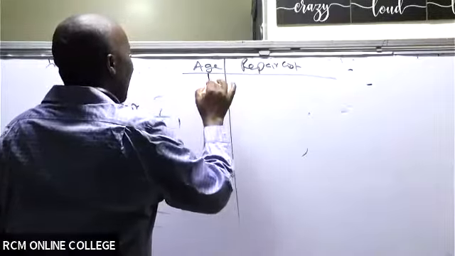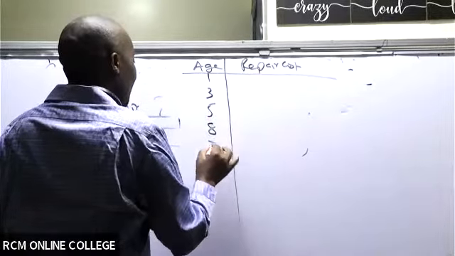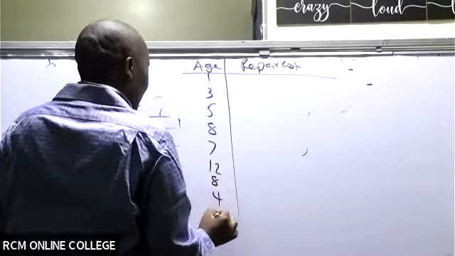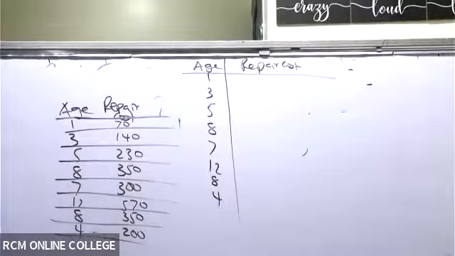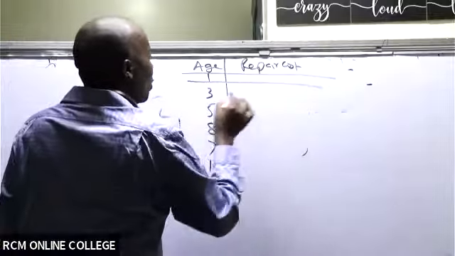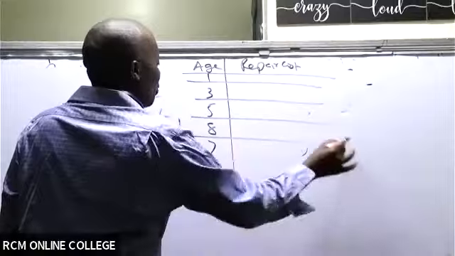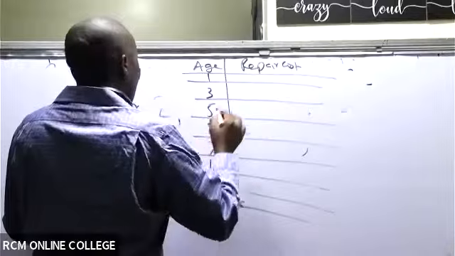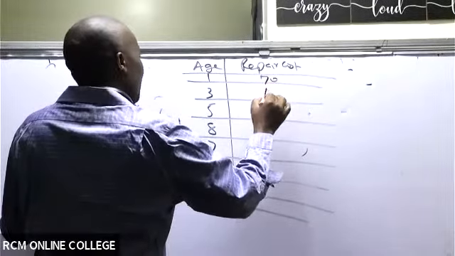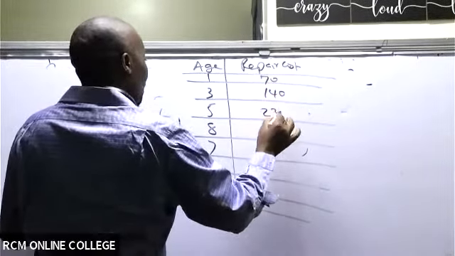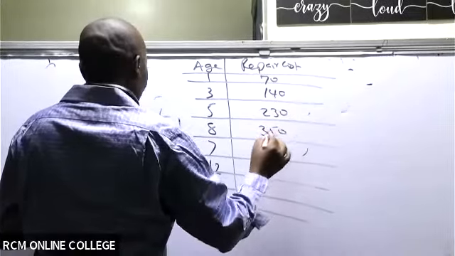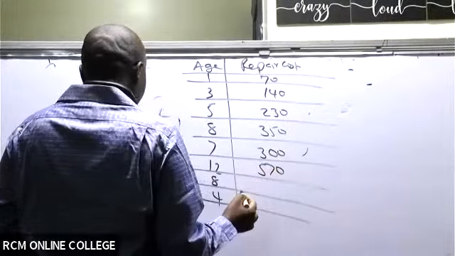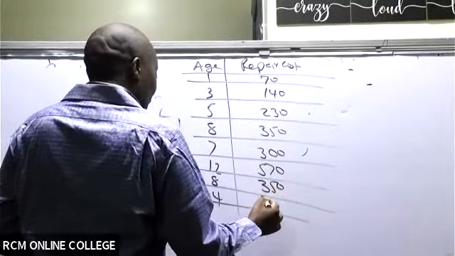So we have here 1, 3, 5, 8, 7, 12, 8, 4, 8, 4, 8, 4 like that. And then of course we have now the corresponding repair costs. What do we have here? The corresponding repair costs, I have 70, 70, 140, 230, 350, 300, then we have 570, then we have 350, then lastly we have 200.